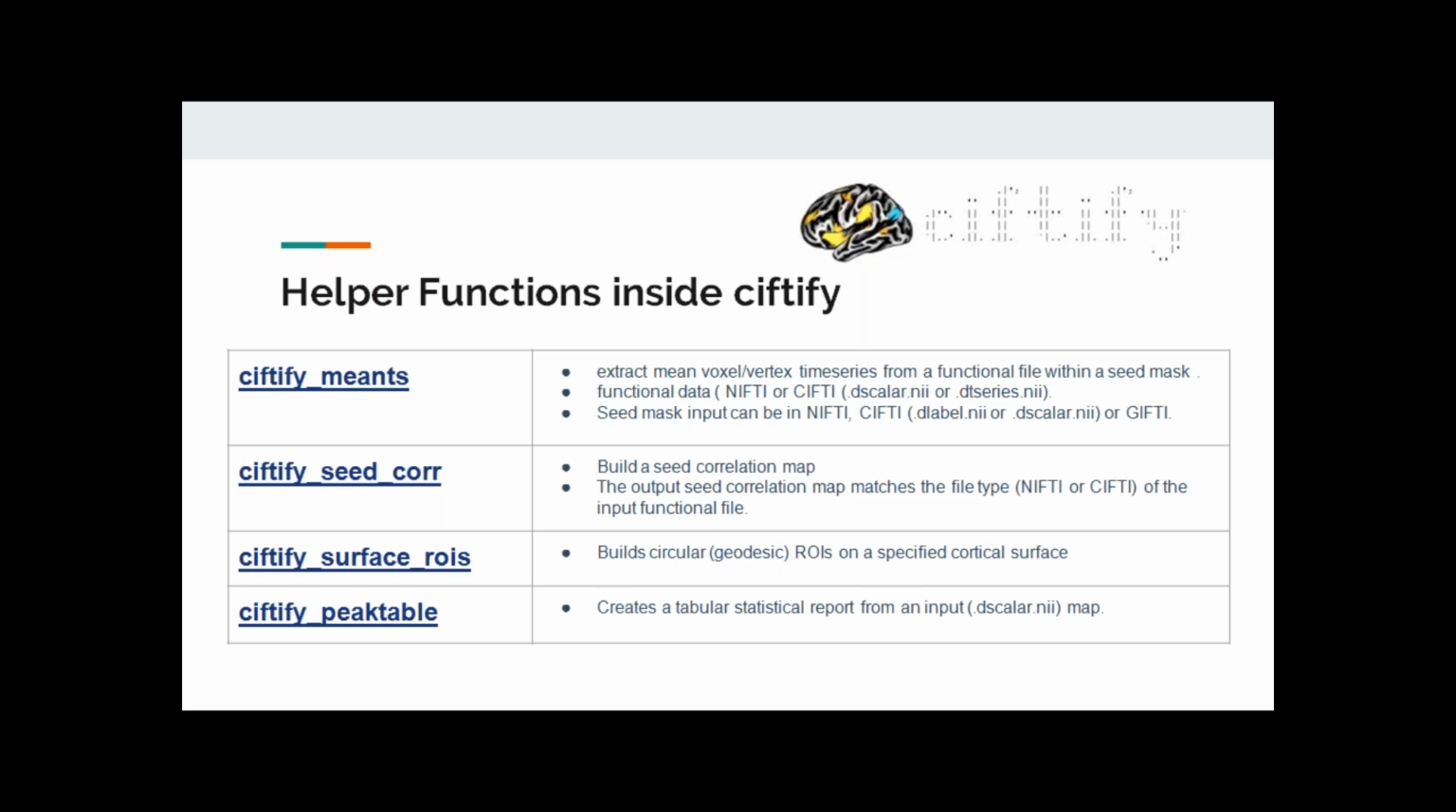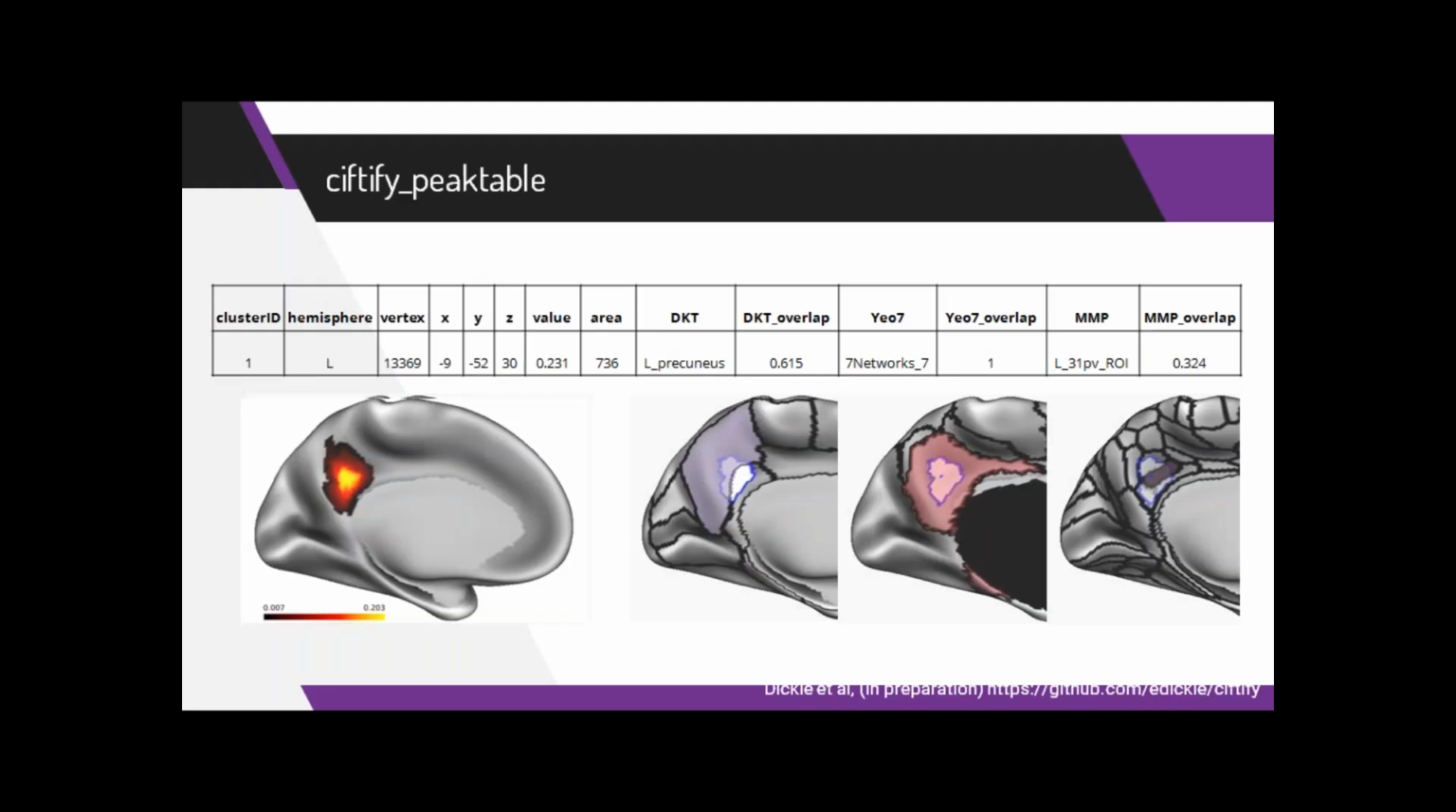There's cifti seed corr, which creates seed correlation maps in a very similar way. There's something called cifti surface ROIs, which reads in a lot of coordinates or values and creates circular ROIs on the surface, so you can go ahead with analyses. And there's something called cifti peak table, which is essentially my little rewrite of what FSL cluster tends to do. So for this particular cluster that I created in the precuneus, if you feed it into peak table, it'll output this CSV with information about what hemisphere it is, what the peak vertex is, and what the size of the cluster is at a particular threshold.